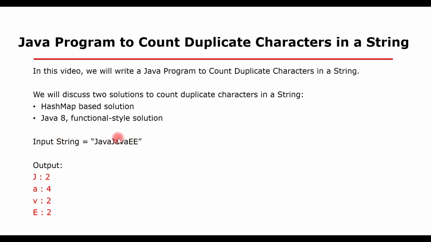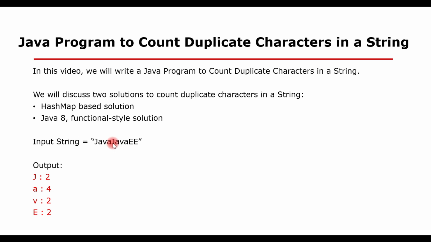Okay, so this is the given input string and we need to write a Java program to process this input string, and we need to output the string like this. Okay, for example J appears twice. Okay, and look at here, the output should look like this. J is a character and its count is 2, and A appears 4 times in a given input string and A equals 4. Okay, so this is the character and this is its count, how many times it appears in the input string.